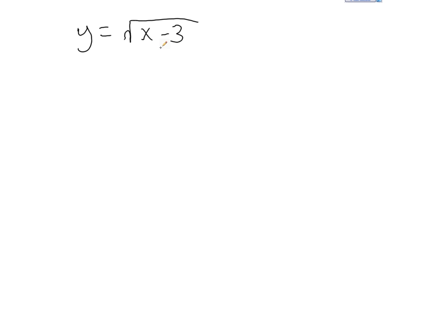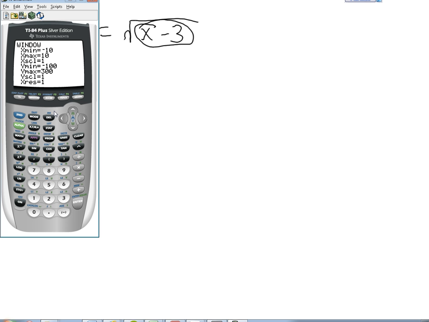Well, the question to ask ourselves is, we want to make sure that this number is bigger than or equal to 0. So let's just graph it real quick. If I put in the square root of quantity x minus 3, then I'm going to set my zoom to standard again just so we get a nice window. Notice that it starts at 3 and has the same shape, except it starts at the point (3, 0) and then continues on.